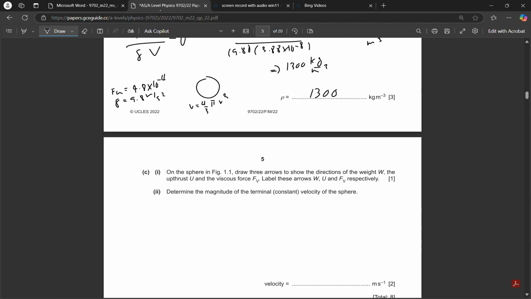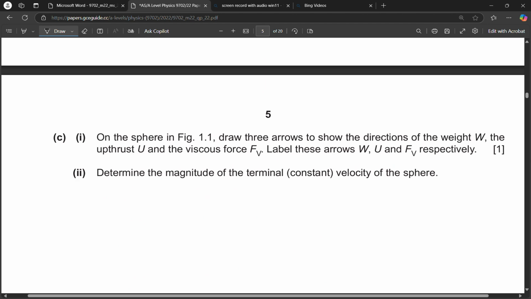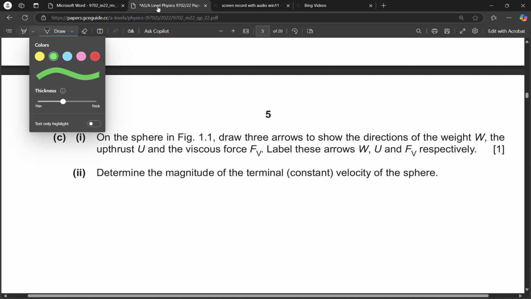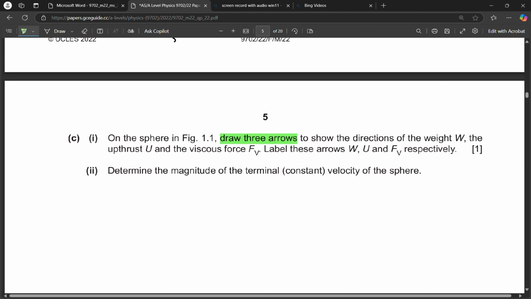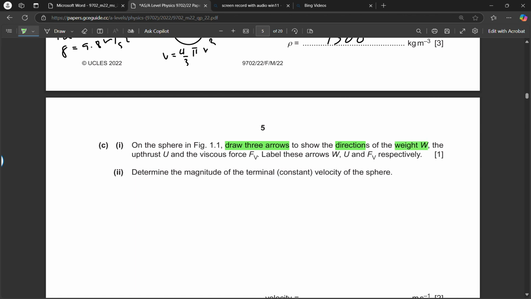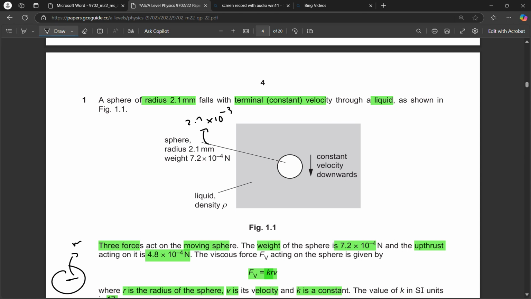Moving on to the third section of this question. On the sphere in figure 1.1, draw 3 arrows to show the directions of the force, where weight is W, upthrust is U, and viscous force is FV. Label these arrows as those respectively. So, okay, going back to figure 1.1. Where is gravity going to be acting? Or weight?